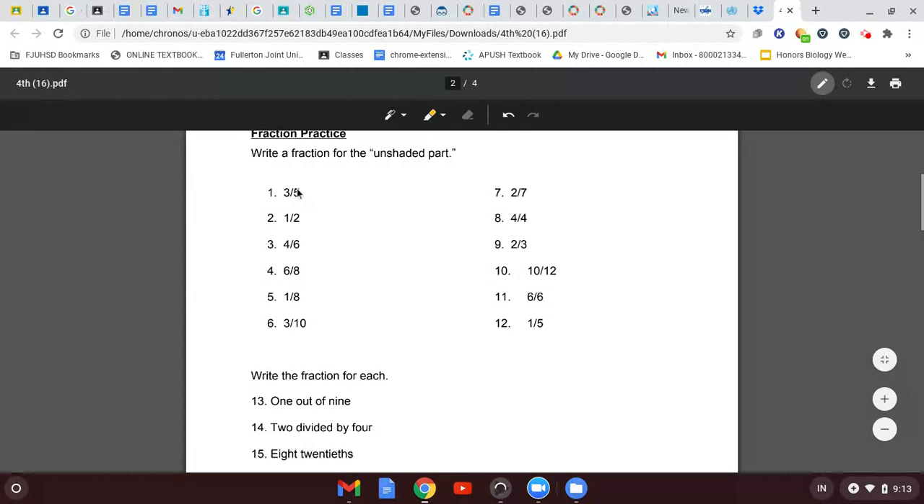Okay, so basically what this is talking about, let's try doing number 2. 1/2 of the circle is shaded. This is a very bad drawing, but let's try this. 1/2 is directly down the middle. This is 1/2, and then 1/2 of it is shaded.